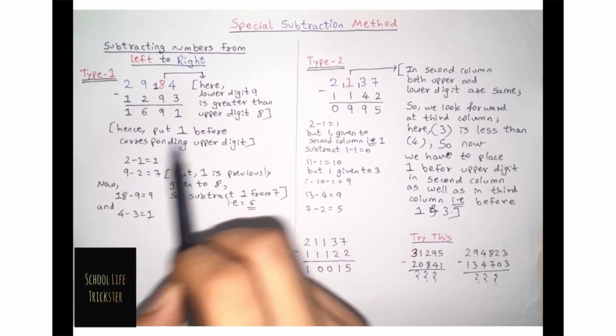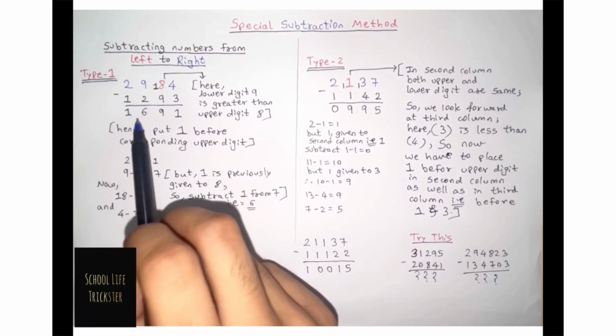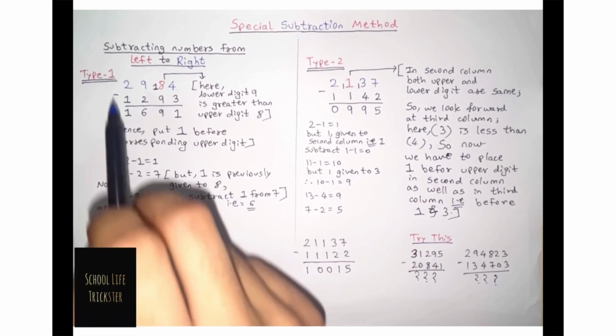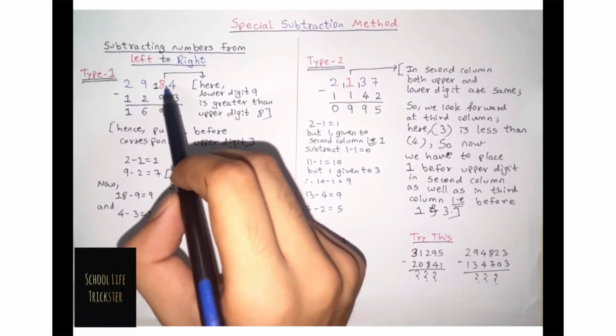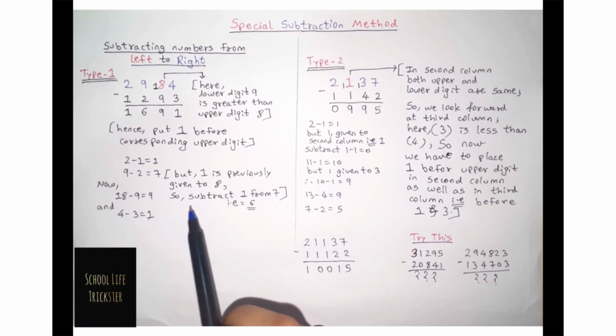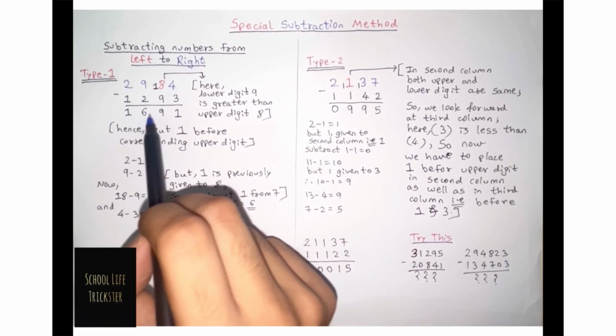Hence, we have to put 1 before the corresponding upper digit. That is, we have to put 1 before 8. Now we have to solve from left to right. That is, 2 minus 1 is 1, 9 minus 2 is 7, but 1 was previously given to 8. Therefore, we have to subtract 1 from 7. That is 6. So, 9 minus 2 will be 6.